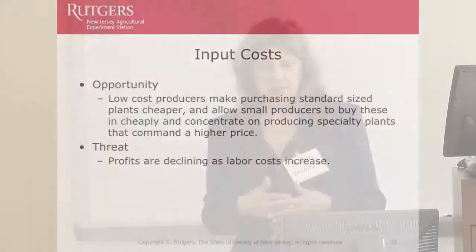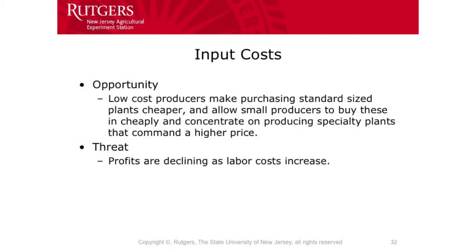A threat is prices are declining, and labor costs increase. So, I mean, profits are declining. Costs are staying stable. You've got this cost-price squeeze. All the costs are going up and the prices are staying the same or even down. I mean, I found some floral products in my local market for amazingly low prices. I don't know how producers are making any money.